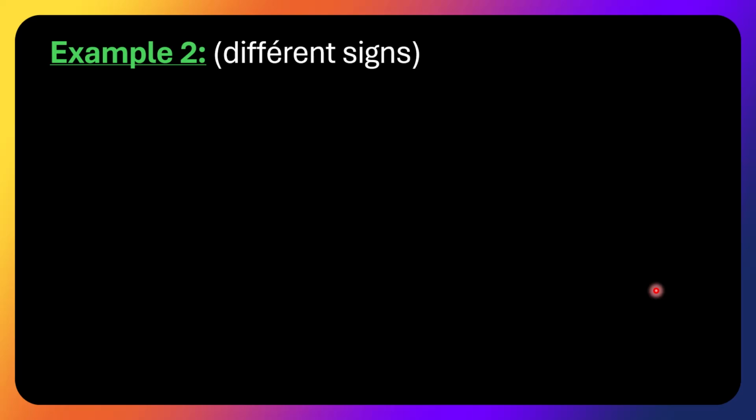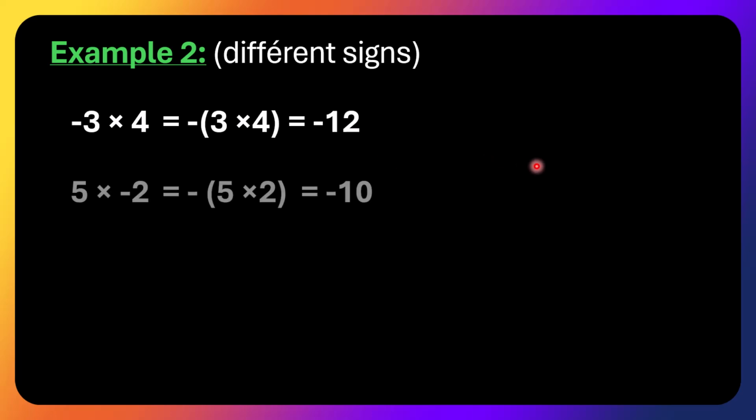Now for example 2 about different signs. For example, minus 3 multiplied by 4: we multiply 3 by 4, and the sign will be negative because they have different signs. We get minus 12.